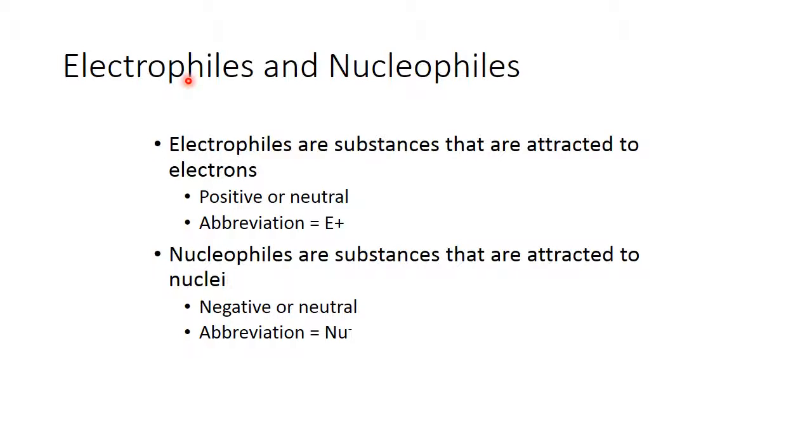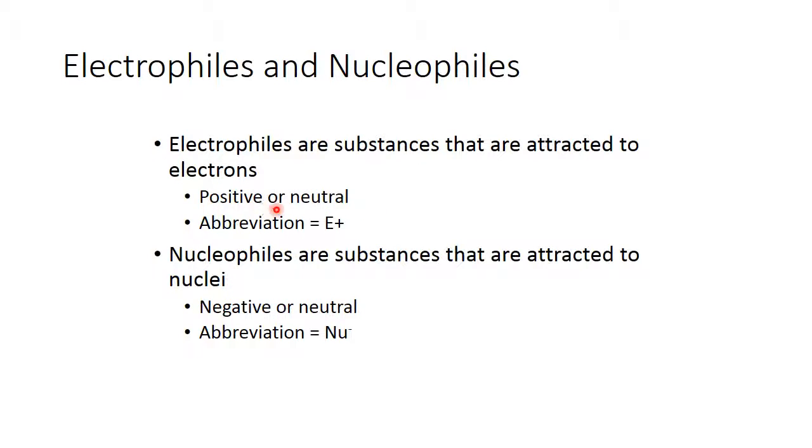It's helpful to be able to identify how the reaction is proceeding by identifying the attractiveness of a substance, and we call that an electrophile for something that's attracted to negative or electrons, and nucleophiles for things that are attracted to nuclei or positive charge. So electrophiles usually have a positive charge but can be neutral. Nucleophiles often have a negative charge but can be neutral.